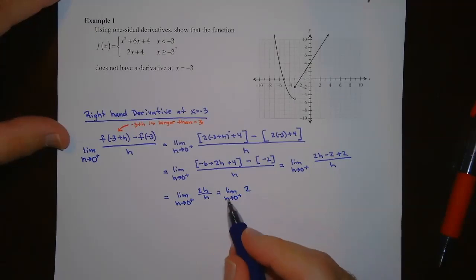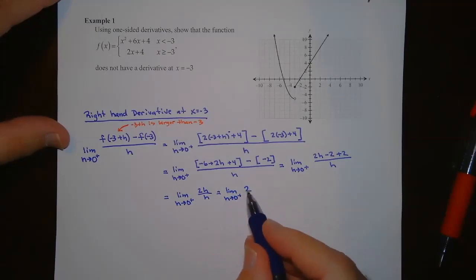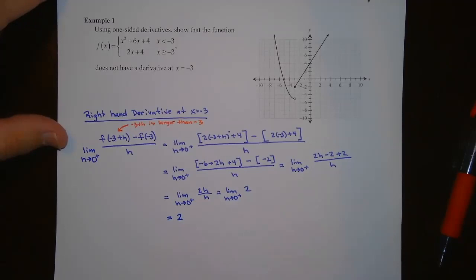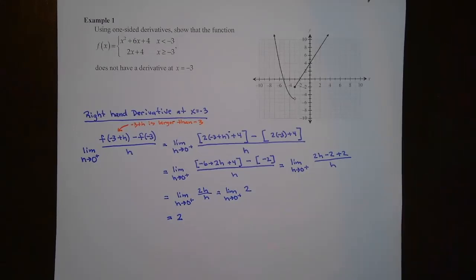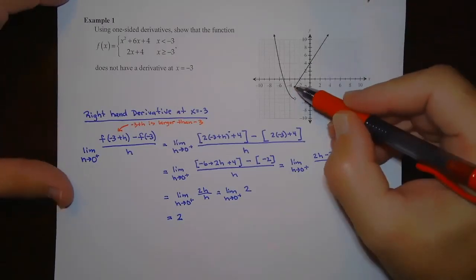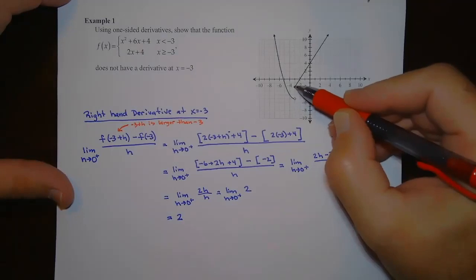Well, when you take the limit as h approaches a number of a constant, it's always that constant. So this is equal to 2. Okay? So what that's saying is the right side of -3, the slope is always going to be 2. Okay? The derivative is always 2. Doesn't matter what point you pick. Okay? And that makes sense. This was our anchor point where we were trying to find the derivative at.